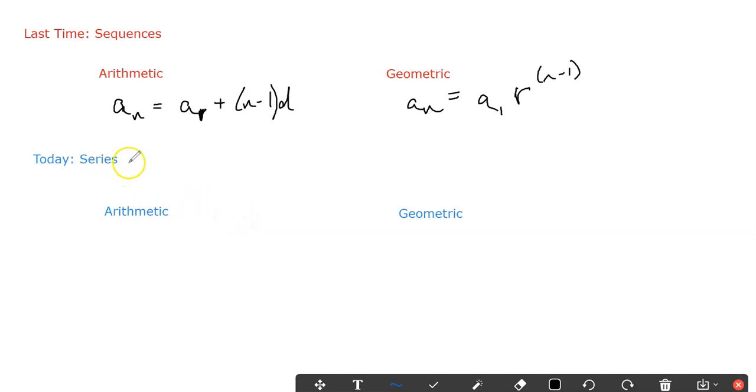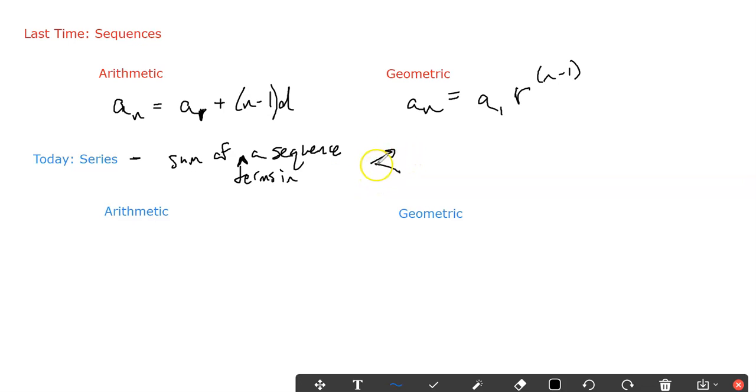But a series essentially is a sum of a sequence, or I guess terms in the sequence. Sum of terms in a sequence up to a certain point. So today we're mostly going to be talking about finite series.